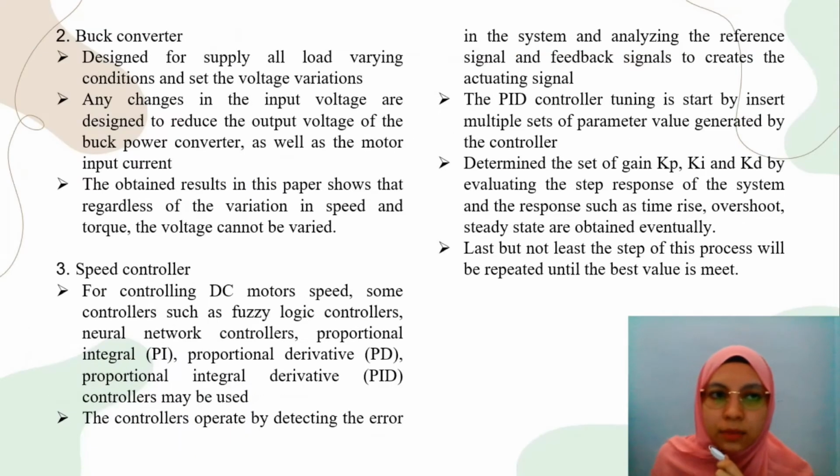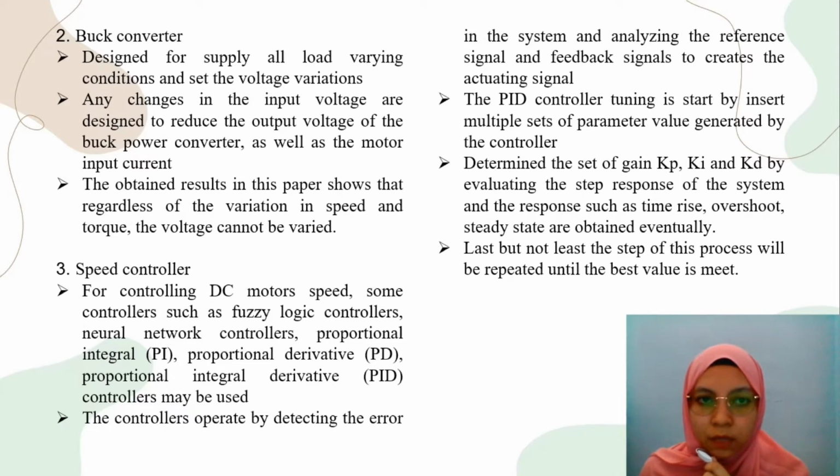Next is the buck converter, which is designed to supply all load varying conditions and set the voltage variations. Any change in the input voltage is designed to reduce the output voltage of the buck power converter as well as the motor input current. The obtained result in this paper shows that regardless of the variation in speed and torque, the voltage cannot be varied.